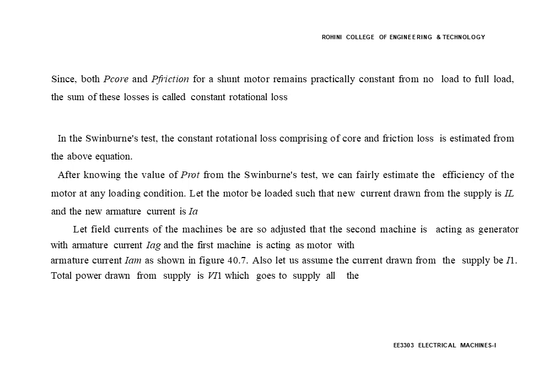After knowing the value of the constant losses from the Swinburne test, we can estimate the efficiency of the motor at any loading condition. Let the motor be loaded such that the new current drawn from the supply is IL and the new armature current is IA. Let the field current of the machine be adjusted. The second machine is acting as a generator with armature current IAG and the first machine acts as a motor with armature current IAM.